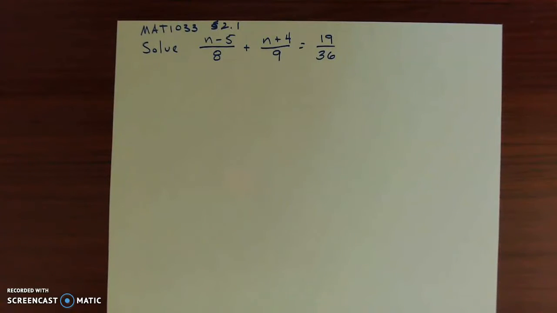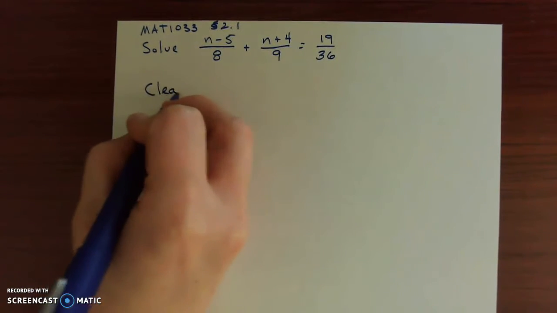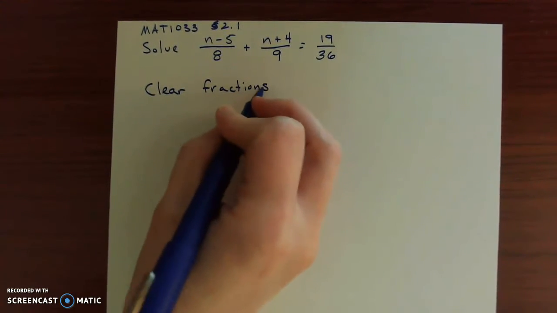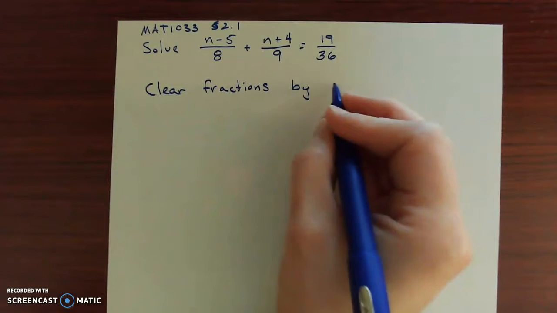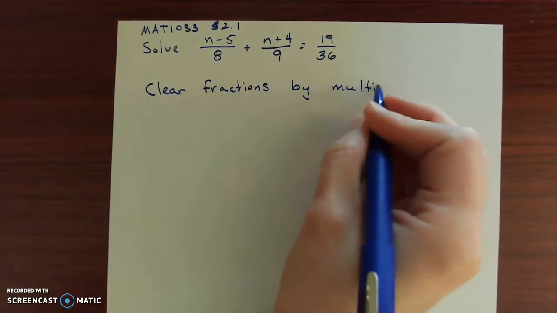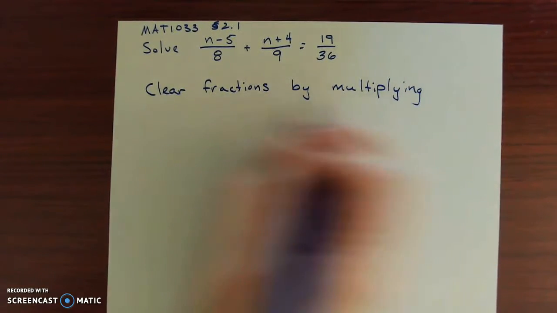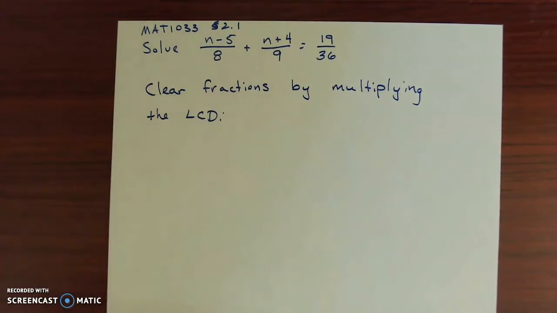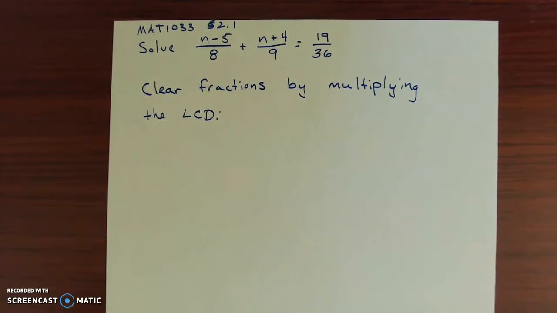We have (n minus 5) over 8 plus (n plus 4) over 9 equals 19 over 36. So you could get a common denominator, but please practice clearing fractions, because clearing fractions is going to be an extremely important skill. So let's clear the fractions by multiplying both sides by the LCD. Remember, you can perform basically whatever operation you want with an equation as long as you're doing the same operation on both sides of the equation.